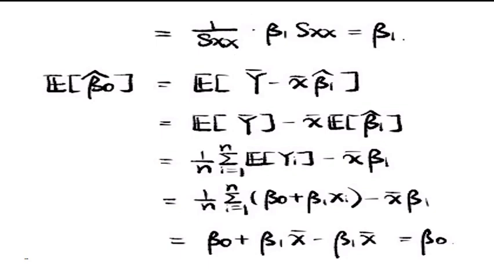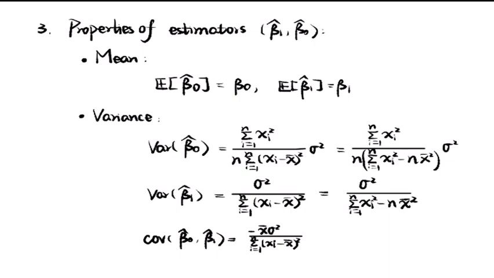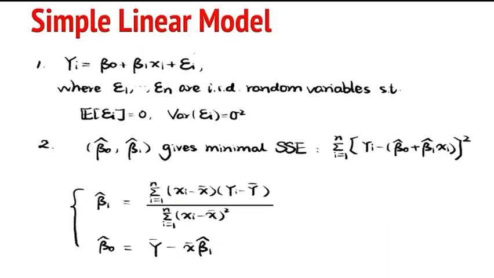Now I just showed you how the beta 1 cap is an unbiased estimator. We're also going to investigate the unbiasedness of beta 1 cap. Now, to remember from the other time, I'm going to take you back to the beta 1 cap. Take a look at this.